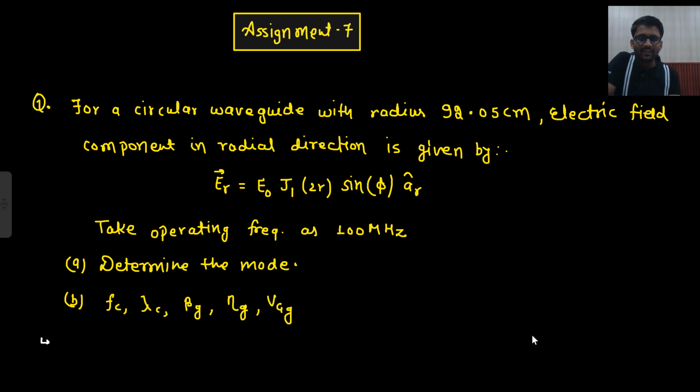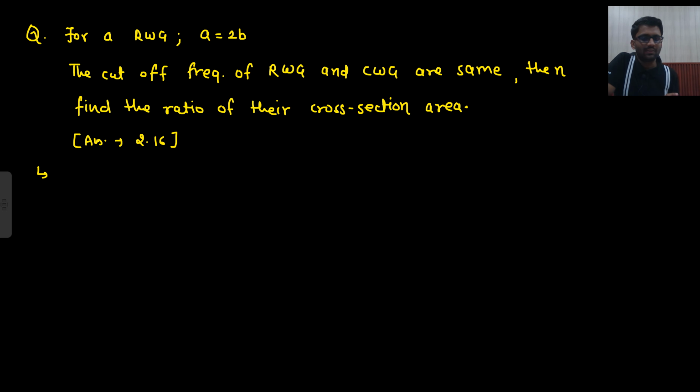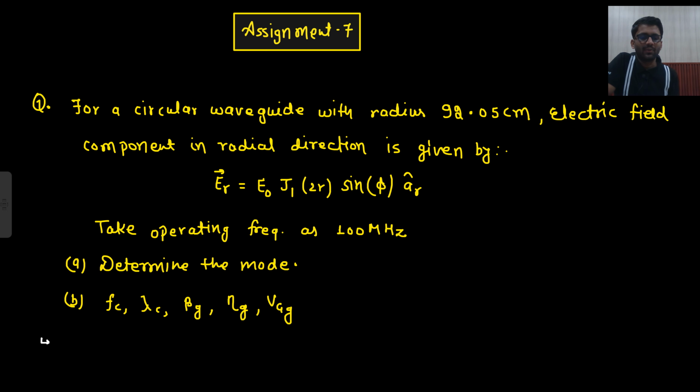So 6 questions are there. This is the first one, you can try on your own. This is the second one. This is the third one, fourth, fifth, and sixth. So these 6 questions you can try on your own. Let's start with the first one.